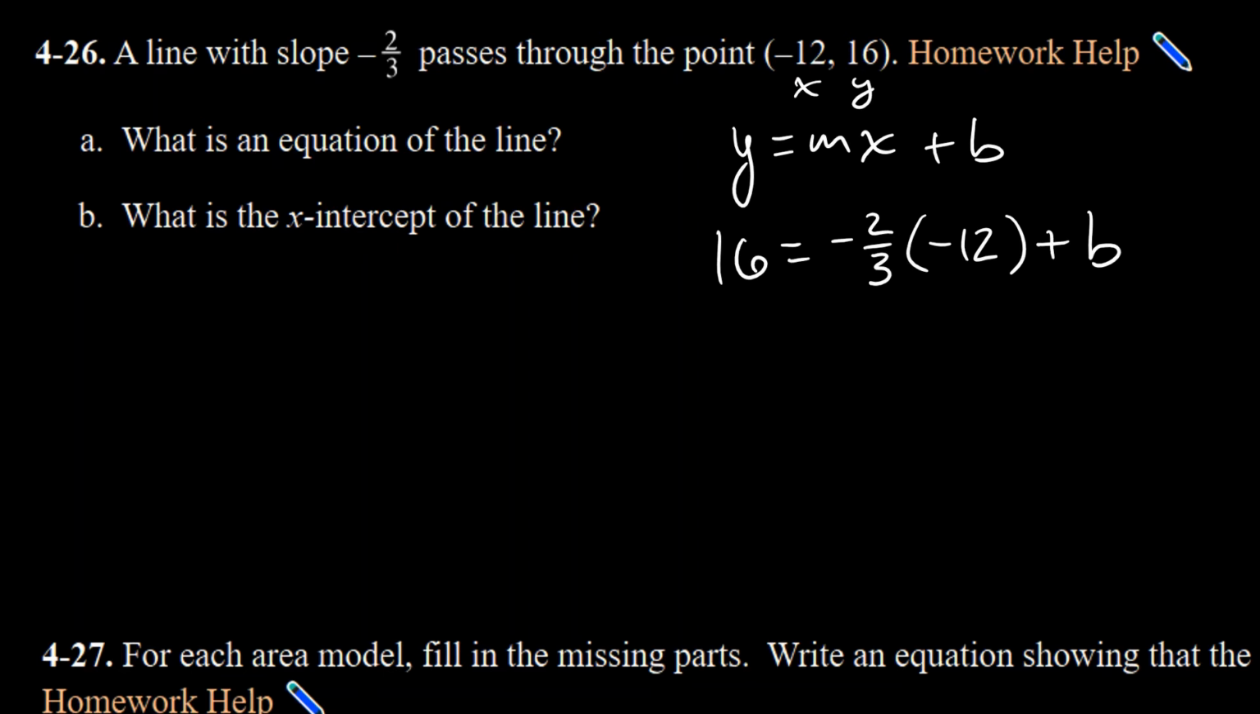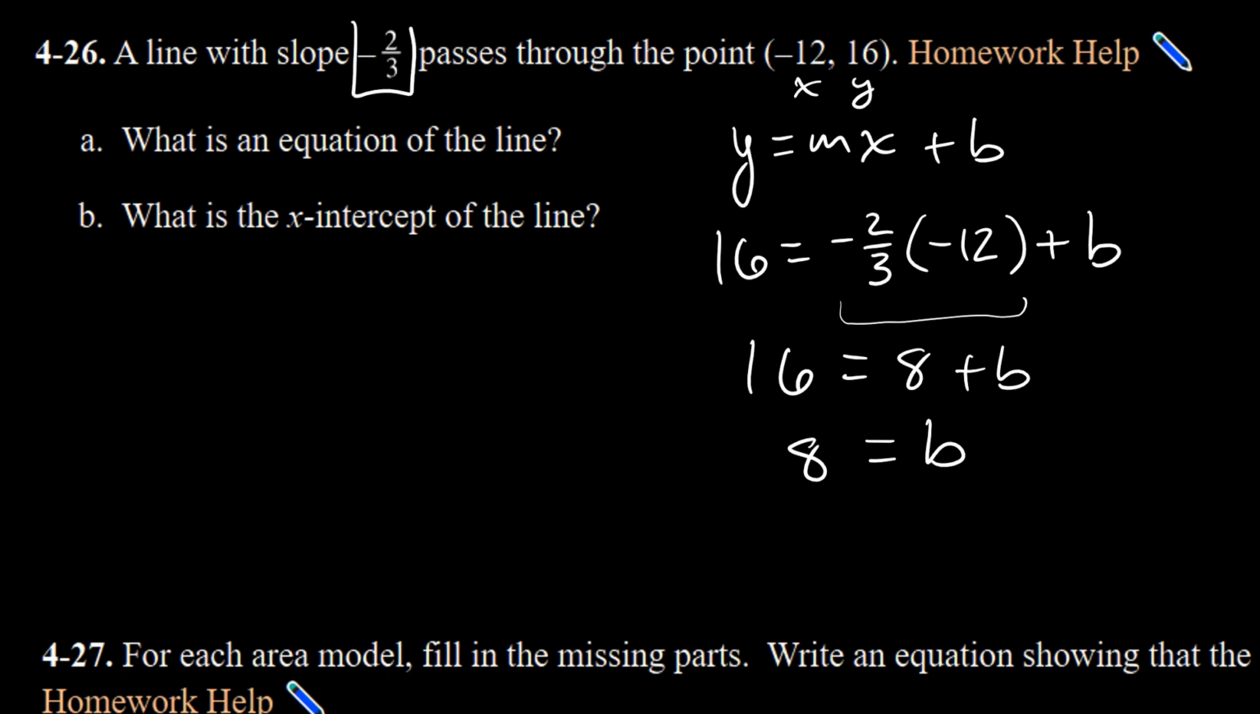When I multiply -12 times 2/3, right, 12 divided by 3 is 4. So I end up with -2 times -4. So that's the number 8. Yes, it is. Yeah, -2/3 times -12 is 8, because it was -2/3 and -12, it's positive 8. So 16 equals 8 plus b. That means that if I take away 8 from both sides, b is 8. So now I have my slope parameter of -2/3, and I have my y-intercept parameter of 8.